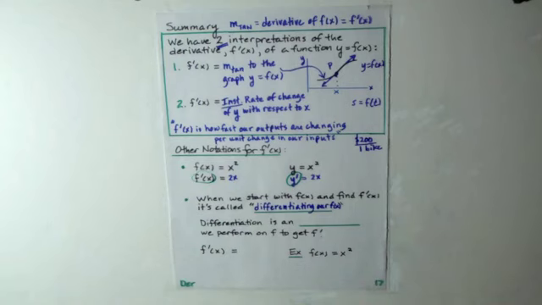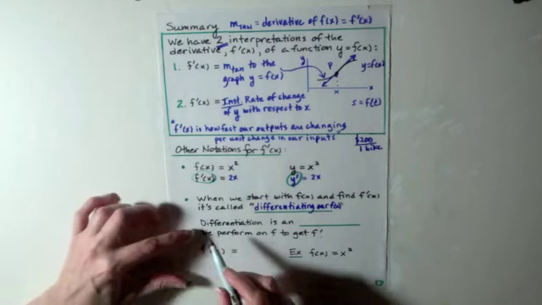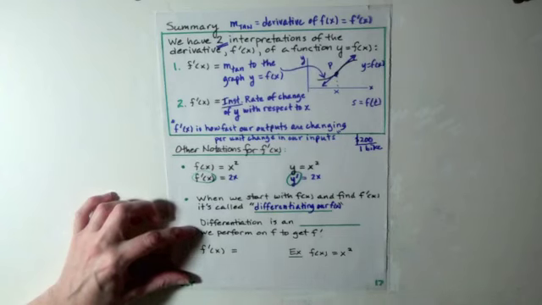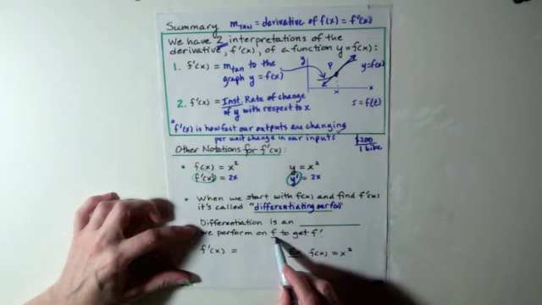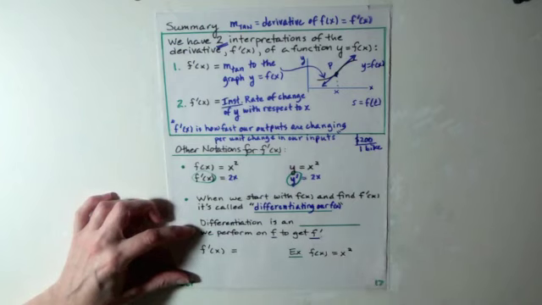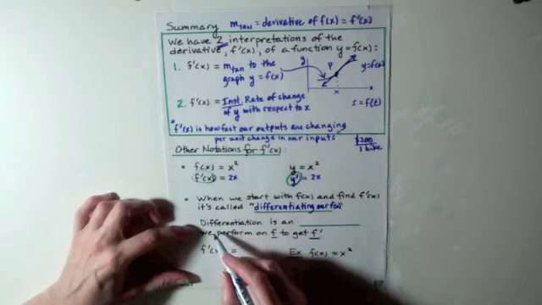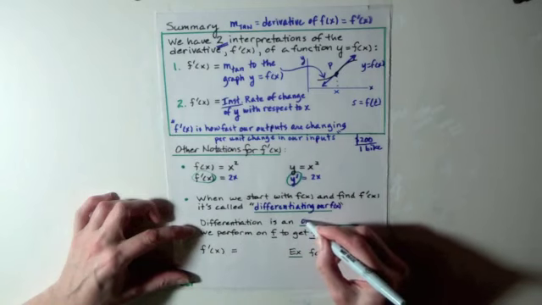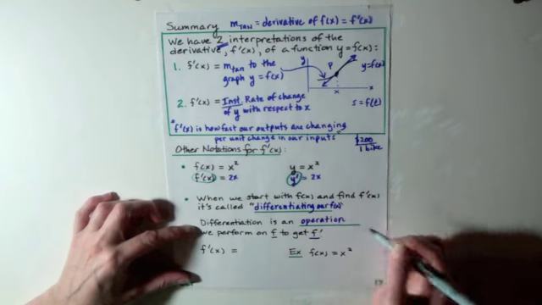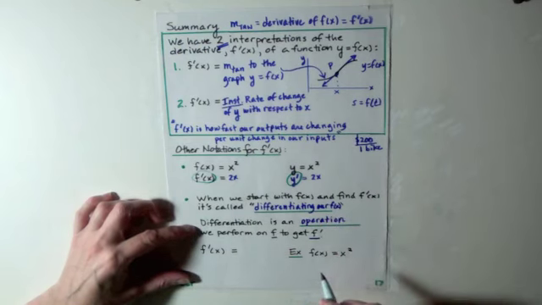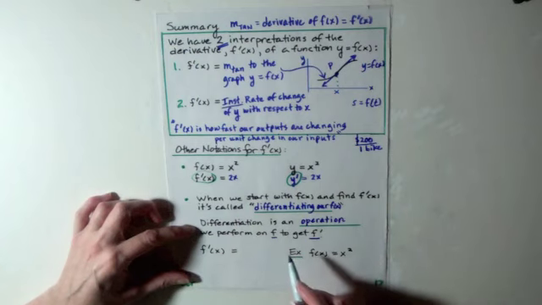One thing you might notice is that when we're given a function and we differentiate it, we find its derivative, we can think of that process as an operation that we perform on the original function f to get a new function, the derivative, f'. So we often say that differentiation is an operation. It's something that we do to f in order to get to f'.